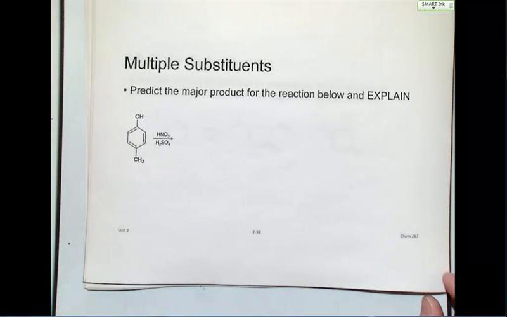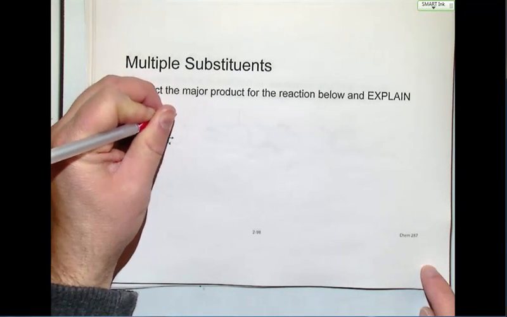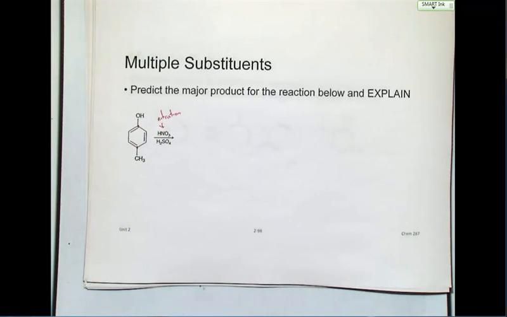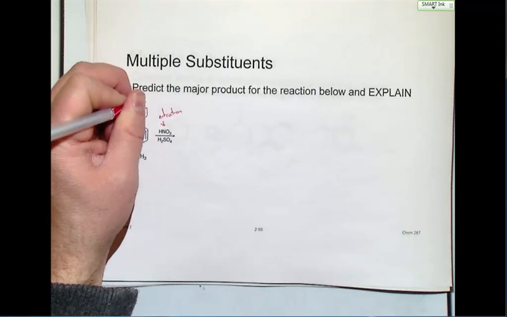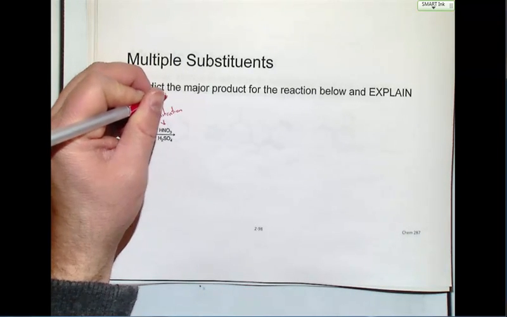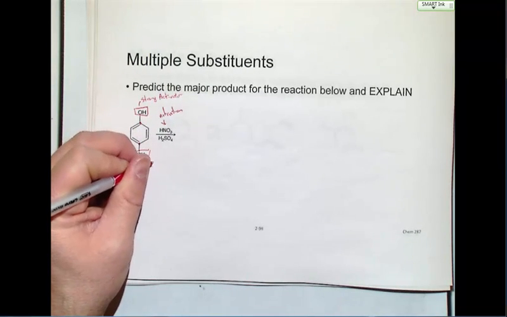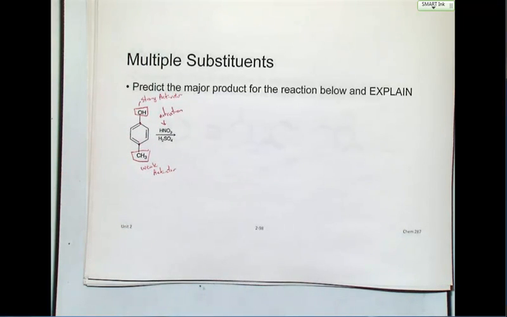So here we have nitric acid and sulfuric acid. So this is a nitration reaction. And we have a hydroxyl, and we have a methyl. So the hydroxyl group, that's a strong activator. And the methyl group is a weak activator. Okay. So the strong activator is going to dominate. Whenever we have a strong substituent, it's going to dominate the effect that it's an activator.